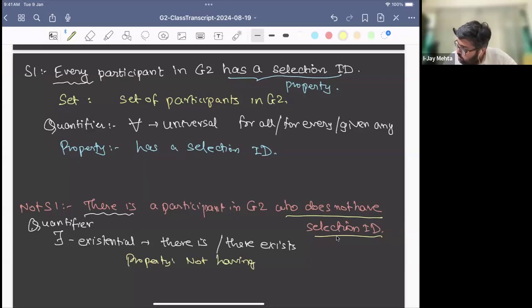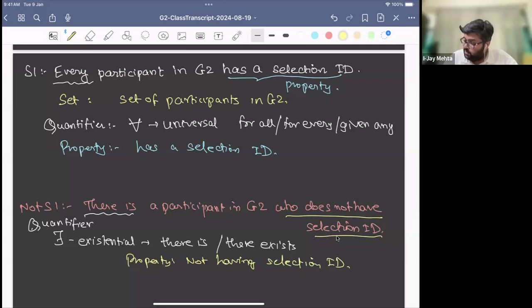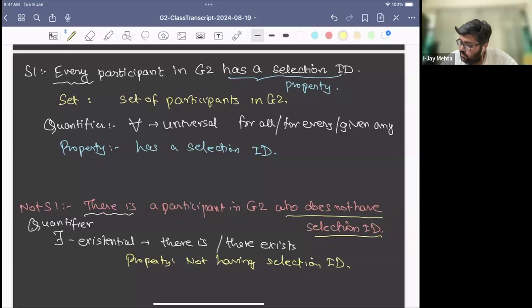What is the set here, Anwar, in the not S1? Some of the participants of G2. Yes, so the set is the same. Let us fix some notation for the set, participants in G2. What should we denote this set by? S, let us fix S. So I am writing S as the set of all participants in G2. Here the set is also the same, participants in G2.